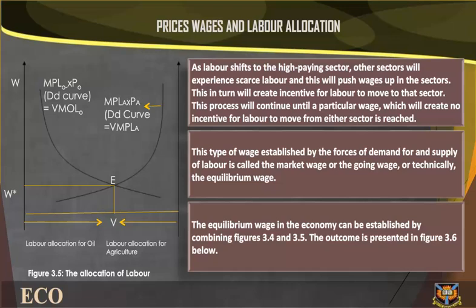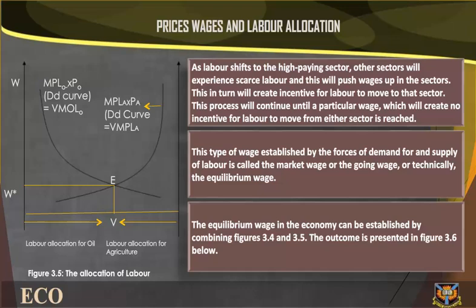This process will continue until a particular wage, which will create no incentive for labor to move from either sector, is reached. Figure 3.5, the allocation of labor. This type of wage established by the forces of demand for and supply of labor is called the market wage or the going wage, or technically the equilibrium wage.